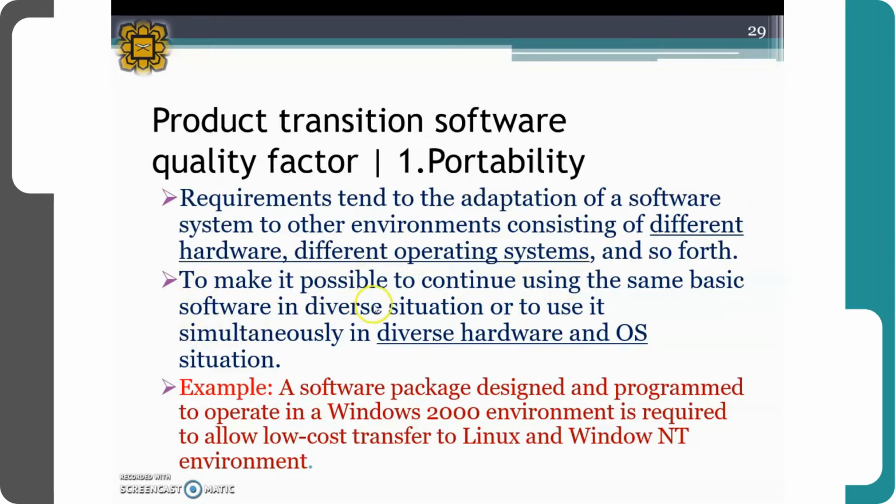Okay, so to make it possible to continue using the same basic software in diverse situations, or to use it simultaneously in diverse hardware and operating system situations. For example, a software package designed and programmed to operate in Windows 2000 environment is required to allow low-cost transfer to Linux and Windows NT environment.